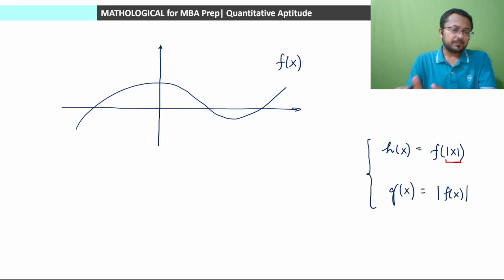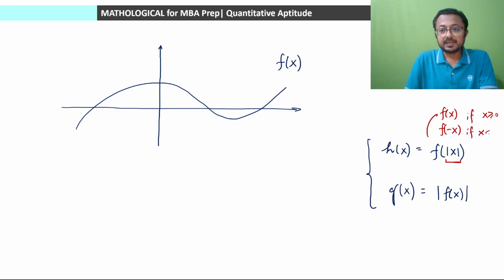ठीक है, सो इफ f of mod of x कैसे ओपन होगा? This will be equal to f of x if x is greater than equal to 0, and this will be equal to f of minus x if x is negative. Again minus x दिख रहा है, but since x is negative तो minus x will be positive. So for example, ठीक है, h of minus 2 लेते हैं पहले. h of minus 2 will be f of mod of minus 2, which is equal to f of 2 only.